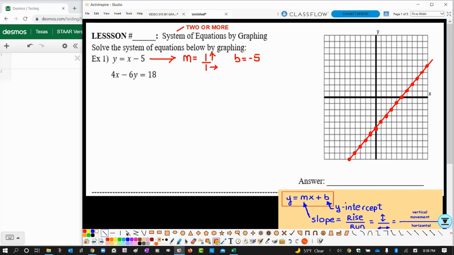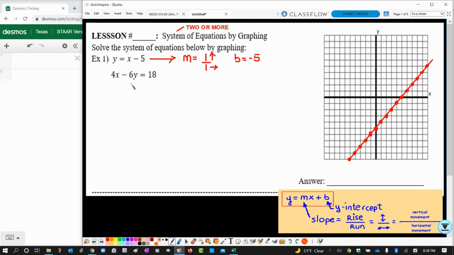Now what we're going to do is the second equation. So I'm going to change colors. First thing we're going to do is make sure that the y is alone. So we're going to need to move the 4x to the other side. So that means the 4x becomes -4x. And we're bringing down the -6y, and we're bringing down the +18. The y is still not alone, so we're going to divide both sides by -6.